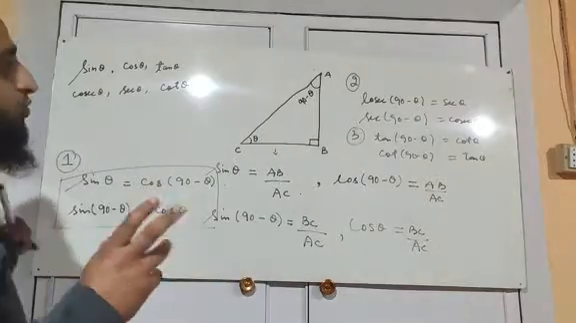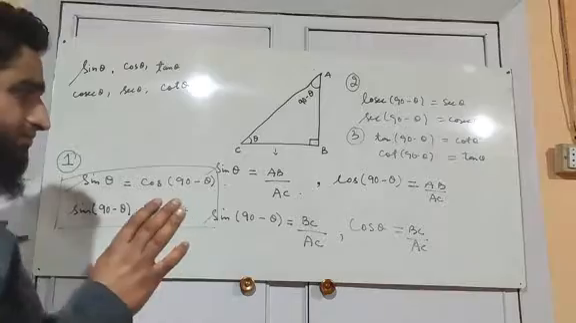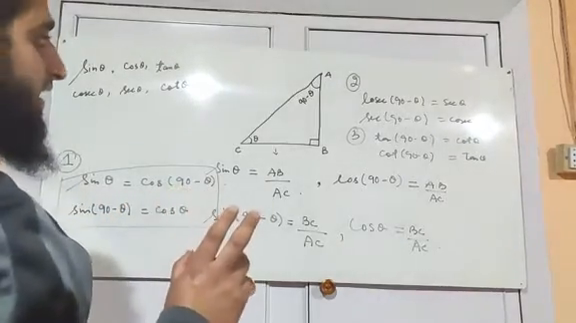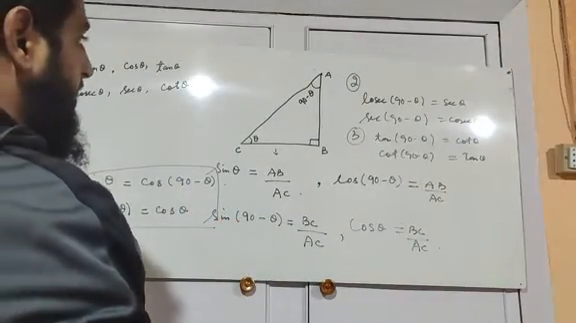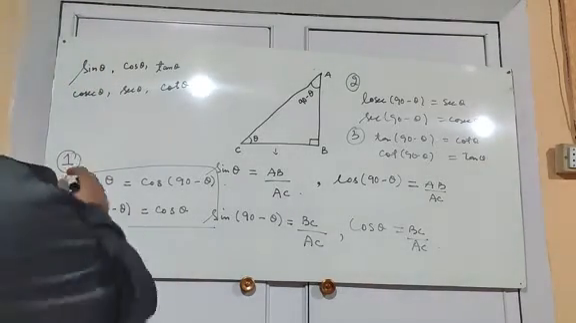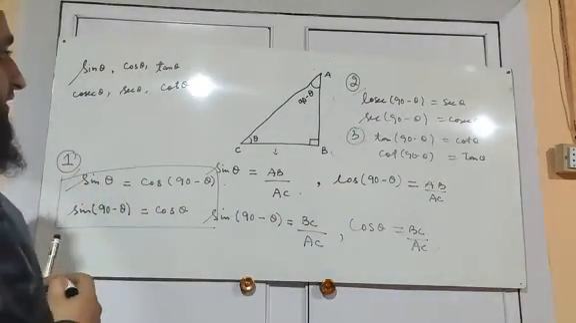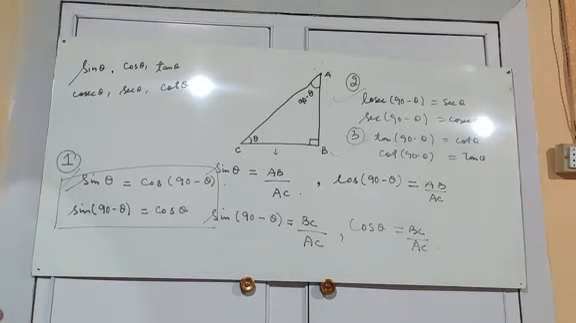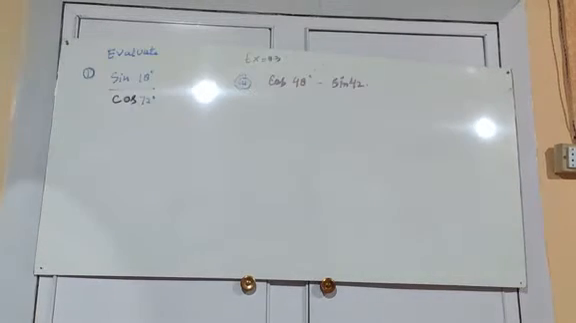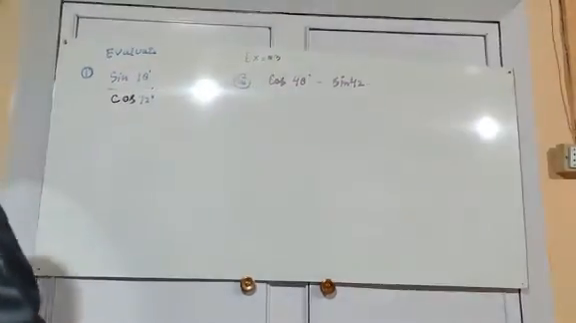There is much more to this concept, but your book has only mentioned these things. I have understood from your book that you have to be very careful in finding the values of these trigonometric ratios. Now we will go through the exercise. If you have any questions, you can ask me in the comments. And after the introduction to this exercise, let's go through the exercise.